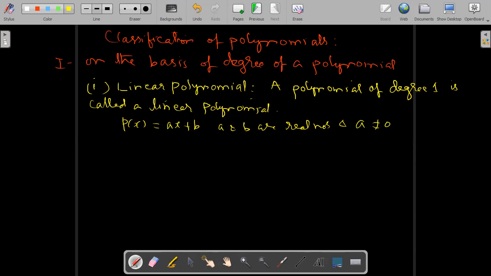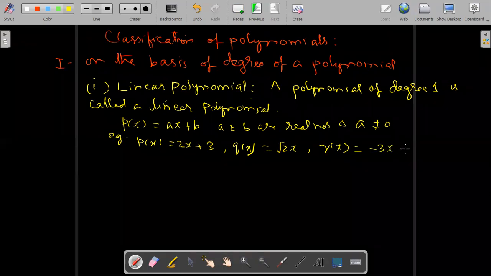For example, px is equal to 2x plus 3. 2x plus 3 is a linear polynomial. Qx can have only one term also, like under root 2 into x is a linear polynomial. Rx is equal to minus 3x minus 2 is a linear polynomial. The power of x should be 1.